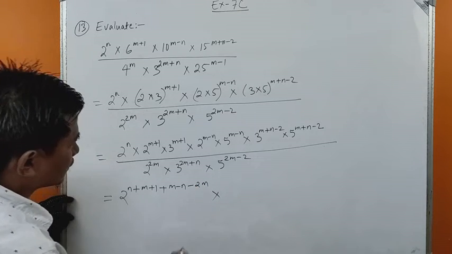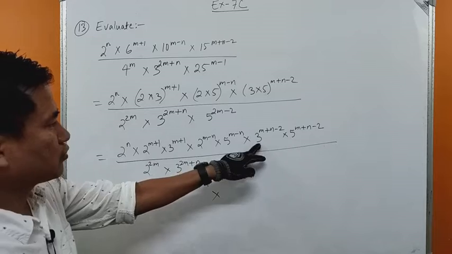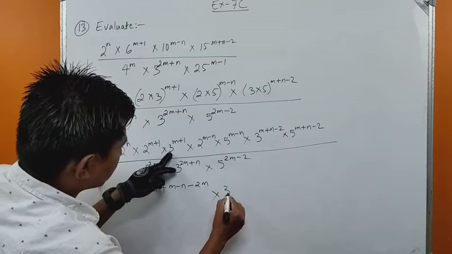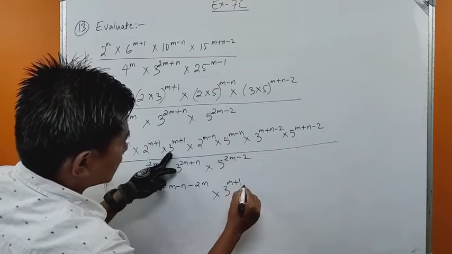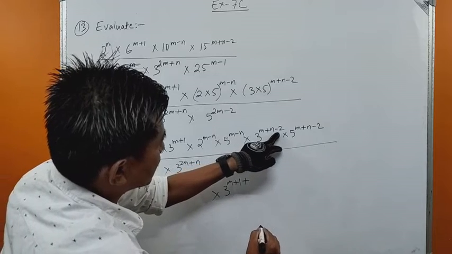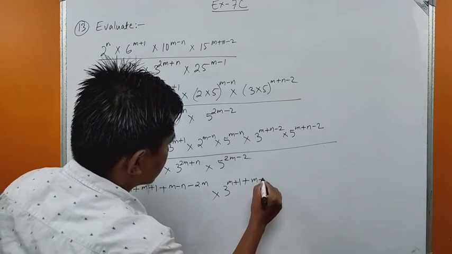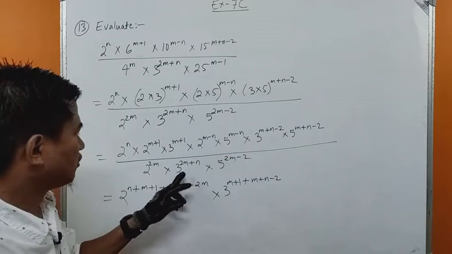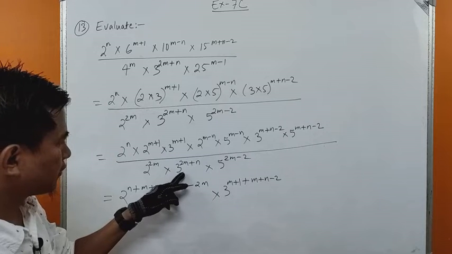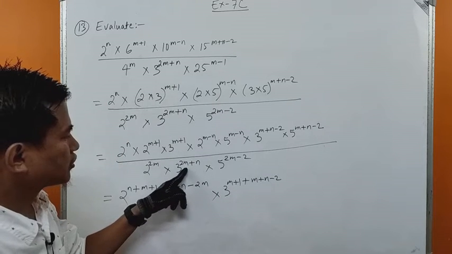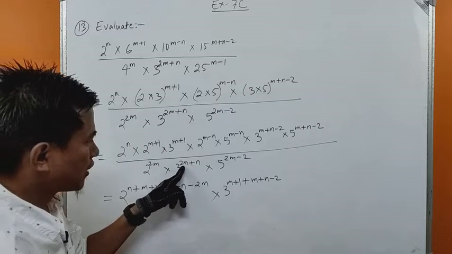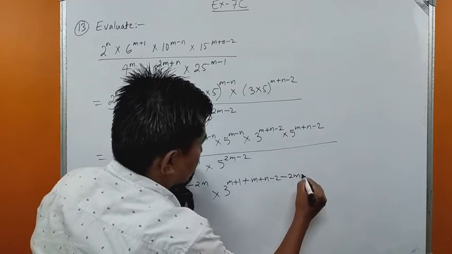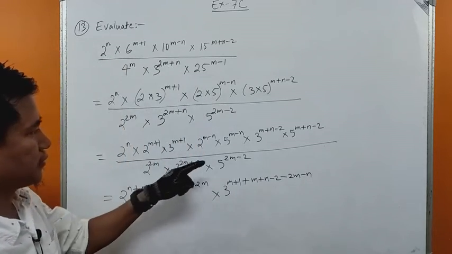Into, now we write 3. Since this 3 and this 3 have equal base, their powers should be added: 3 to the power m plus 1 plus m plus n minus 2. After that we don't have any 3 in the numerator. We have 3 in the denominator, so we bring this 3 to the numerator, and the sign of the power changes to minus. This plus 2m becomes minus 2m, and this plus n becomes minus n. Now comes 5.